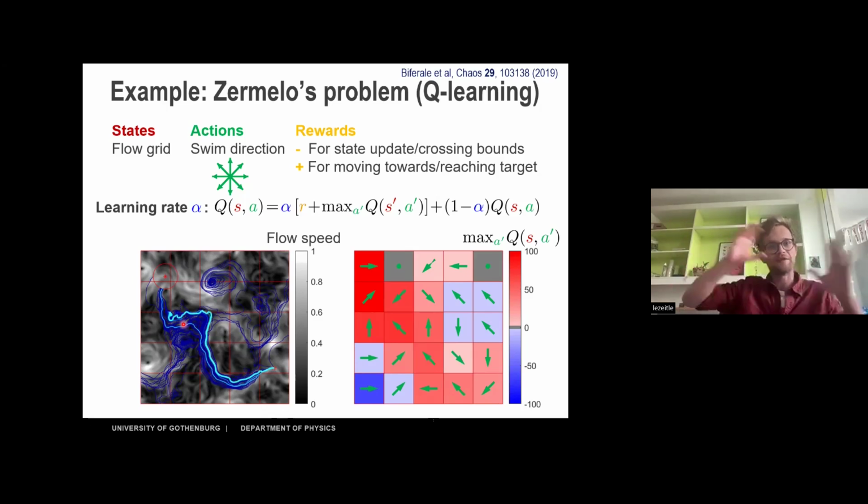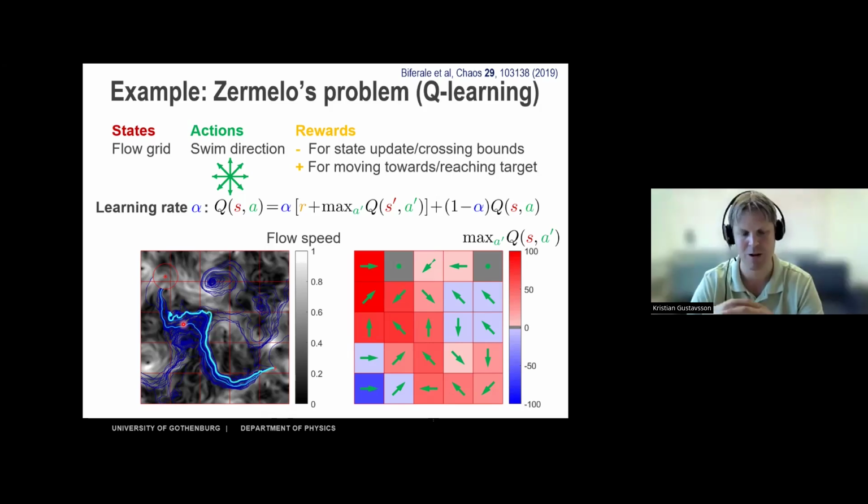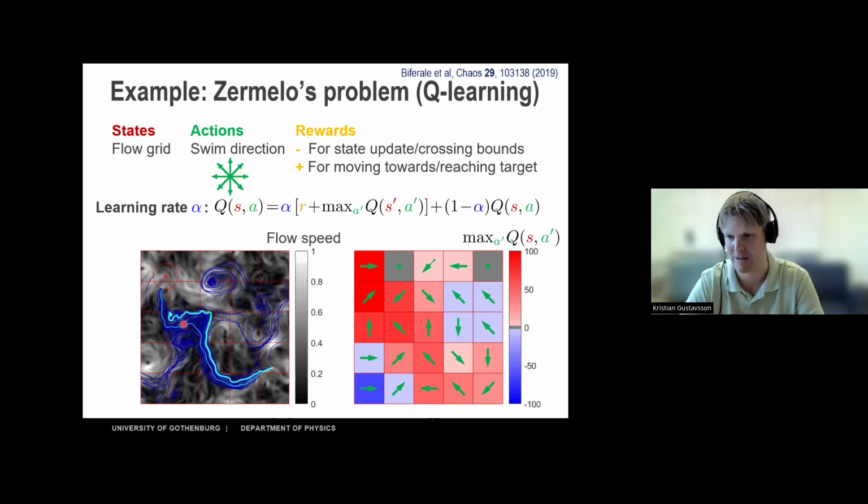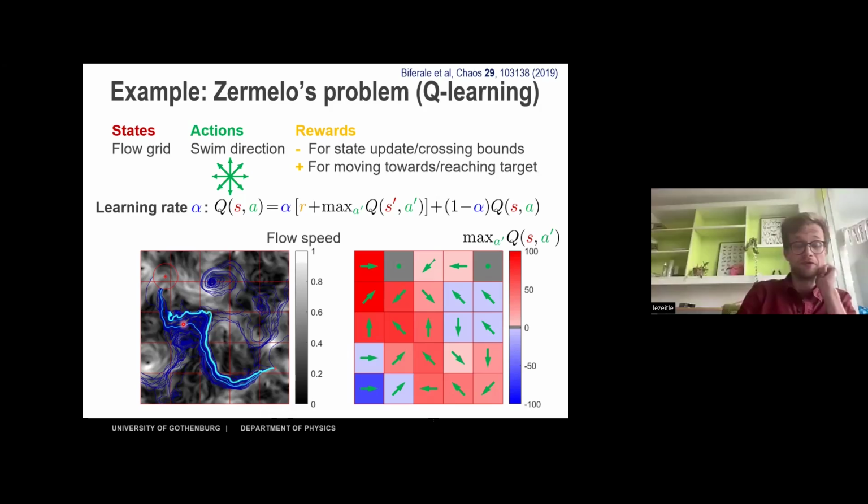Yes, so we assume a one-way coupling. So there's no feedback from the swimmer on the turbulence, and this is a reasonable approximation because these swimmers are very small. They are smaller than the smallest length scale of turbulence. Okay. But if you have many swimmers, this will certainly be an issue. But we neglect this problem. Okay, cool. Thanks.